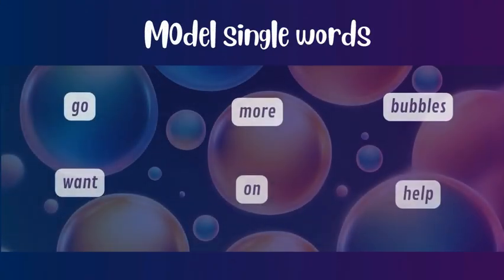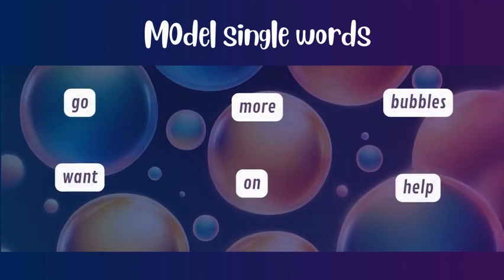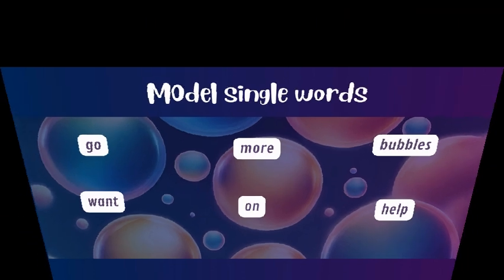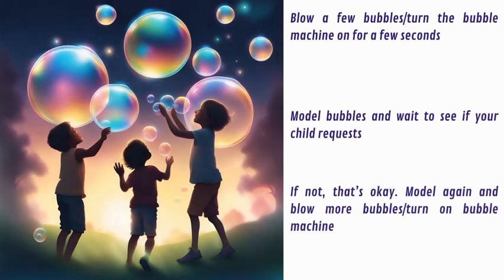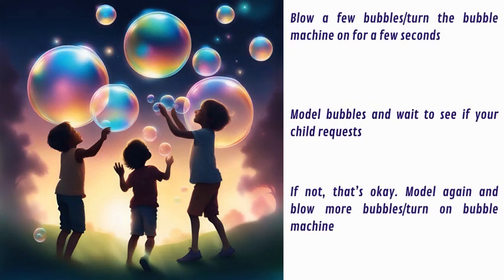So remember, we're going to start by modeling single words. In this activity, some that will be easier to fit in are go, more, bubbles, want, on, and help. So here's an example of how it could start. Blow a few bubbles or turn on the bubble machine for a few seconds to really increase that motivation. Then stop and model bubbles and wait to see if your child makes a request. If not, that's okay. Remember, we're teaching here. Model again and blow more bubbles or turn on the bubble machine.